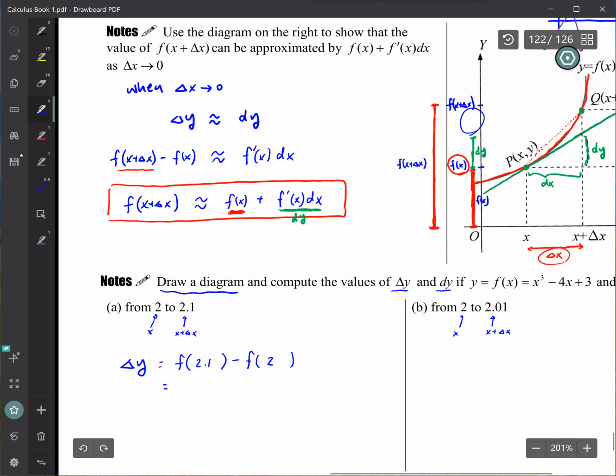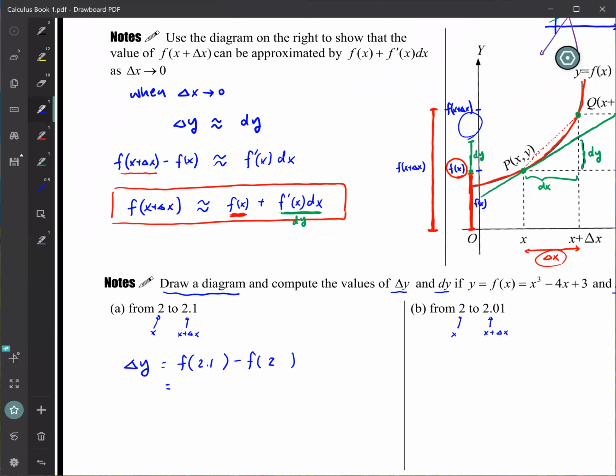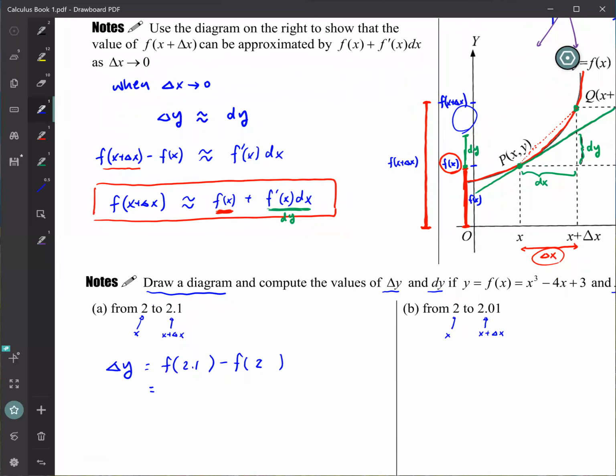So everyone take out your calculator. I'm a little confused, because f of x plus delta x, x is 2, right? So what's the delta x? 0.1. Yes, it's adding by a little bit.